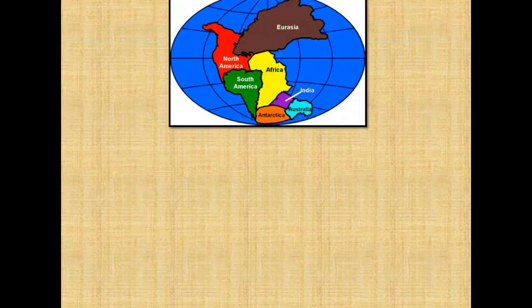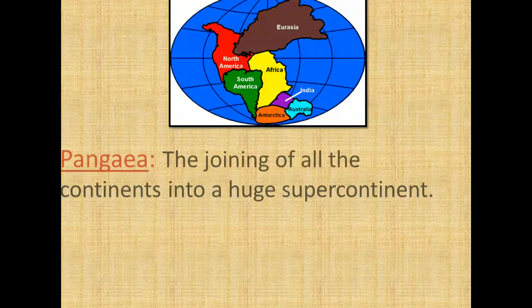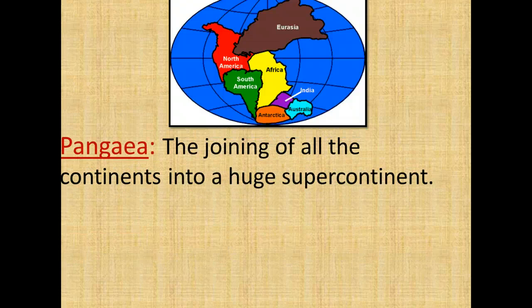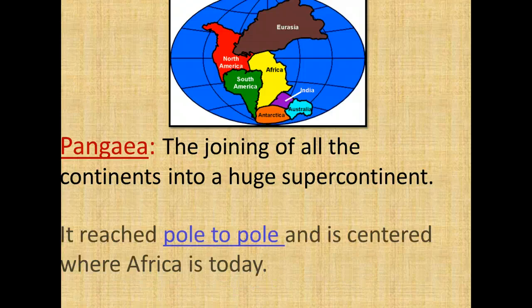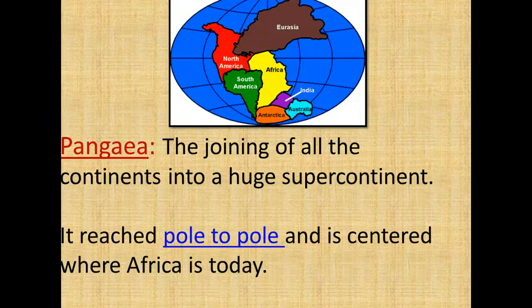All right, let's look at what the continents looked like when they were part of Pangaea. So Pangaea, again, is the joining of all the continents into a huge supercontinent. You can see how they were all lined up, all in one place on Earth, and that it reached from pole to pole, from the North Pole all the way to the South Pole. And it's centered where Africa actually is today.